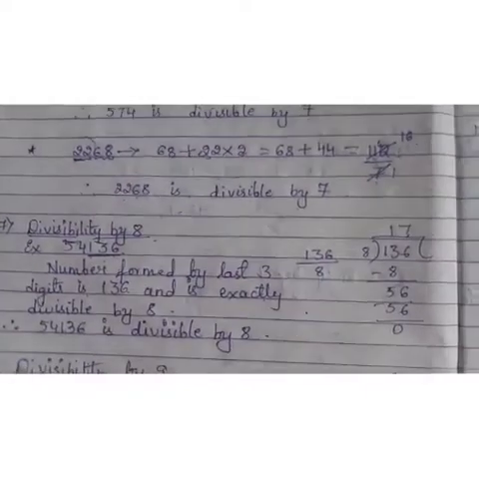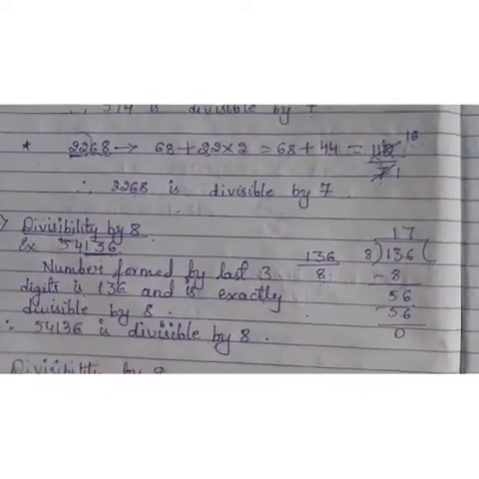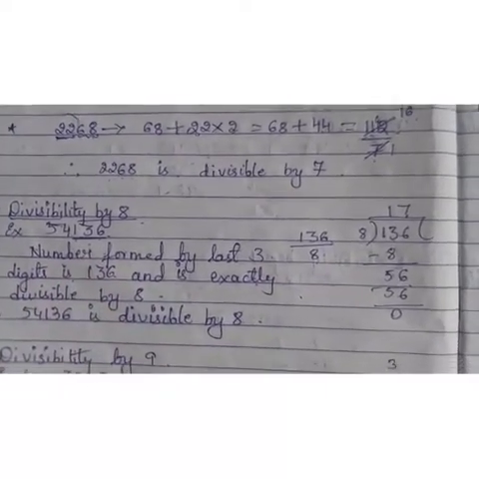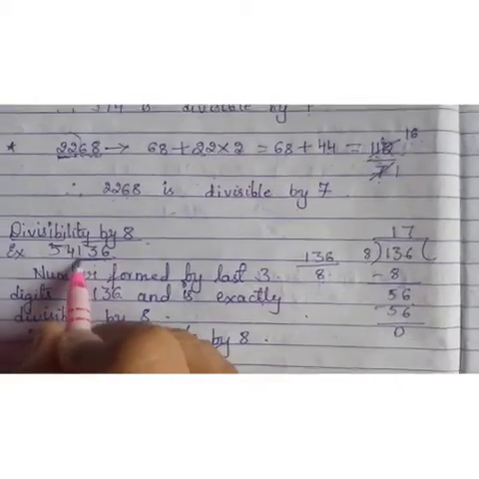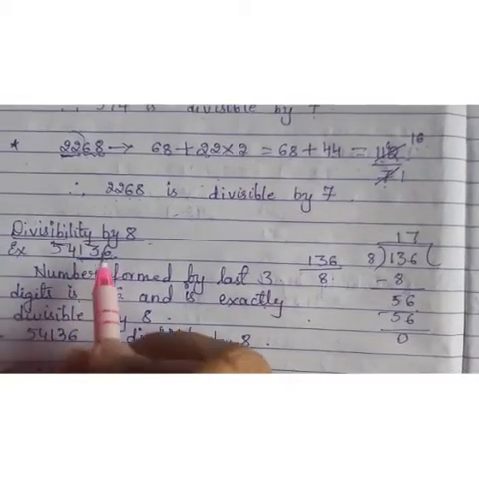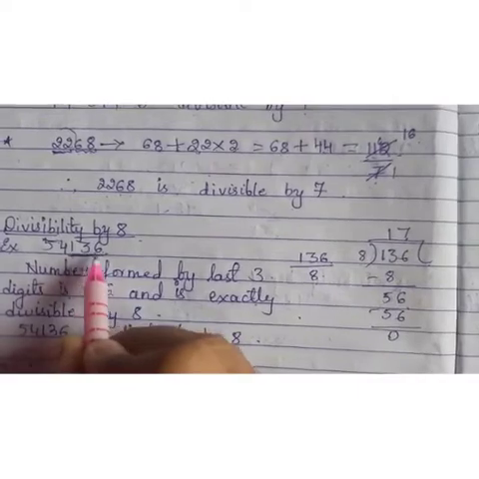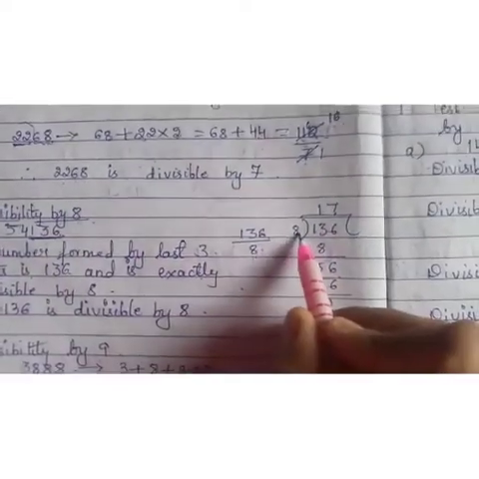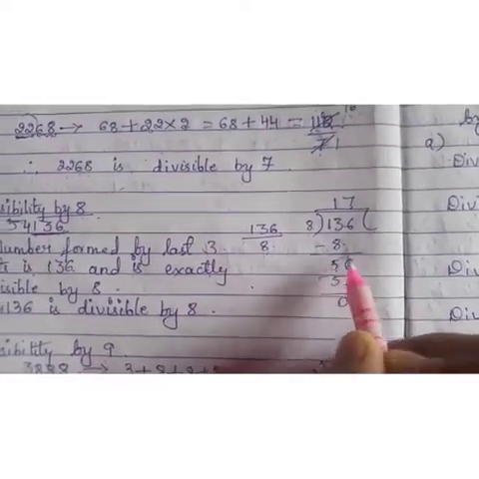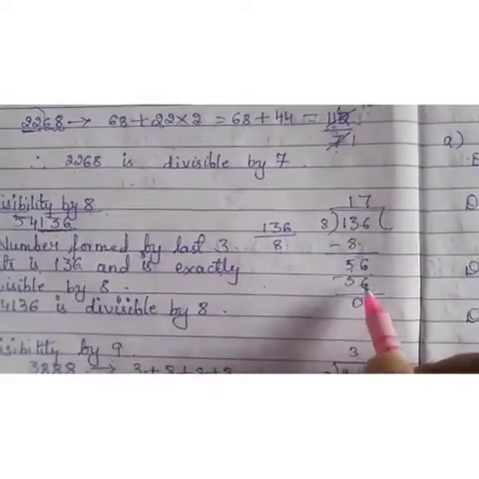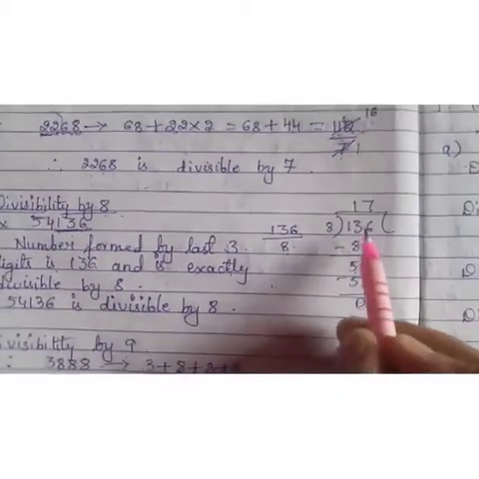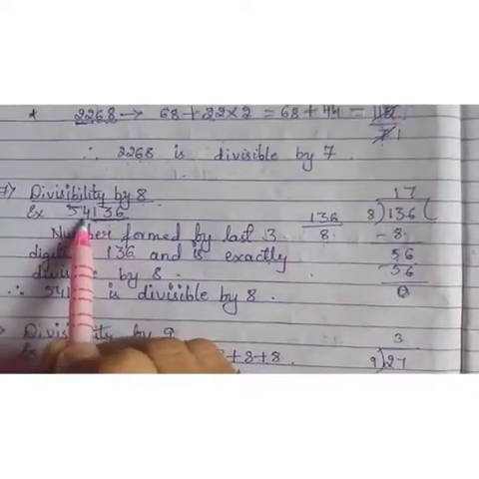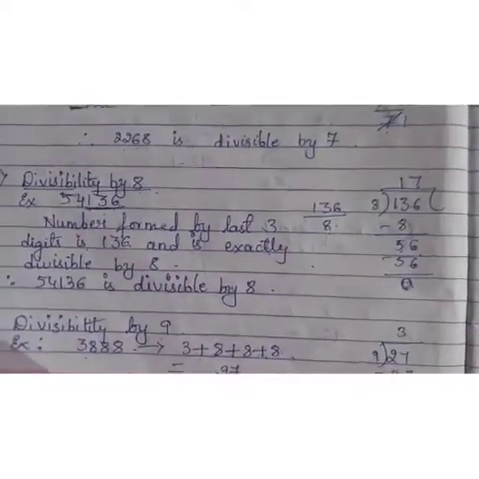Now let us move to divisibility by 8. So children, it is same as that of 4, but in 4 we have taken 2 digits. Here we have to take the last 3 digits. Number formed by the last 3 digits is 136. Divide this 136 by 8. 8 ones are 8, remainder 5, bring down 6. 8 sevens are 56, remainder 0. When we get remainder 0, we say that the given number is divisible by 8.